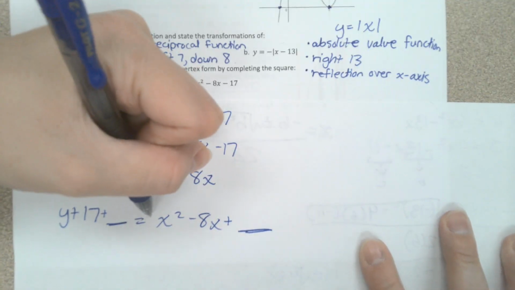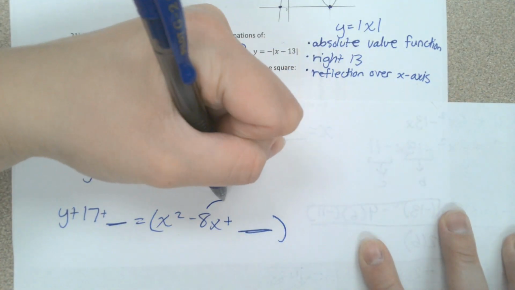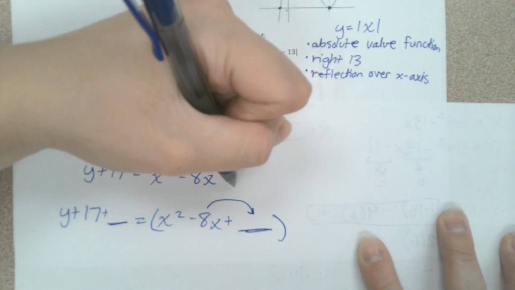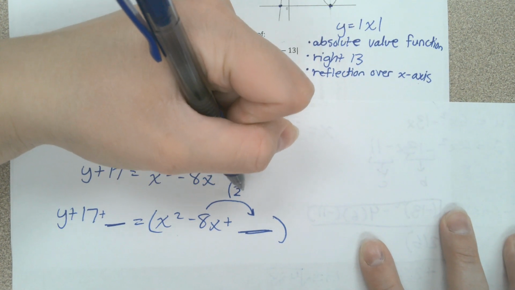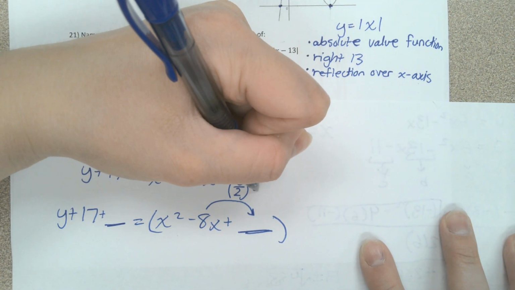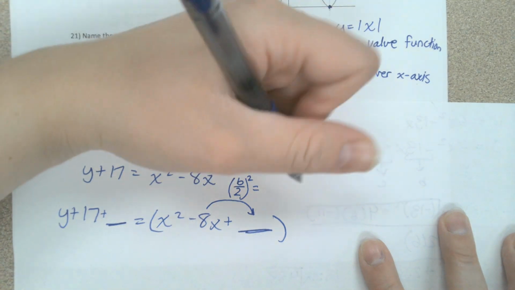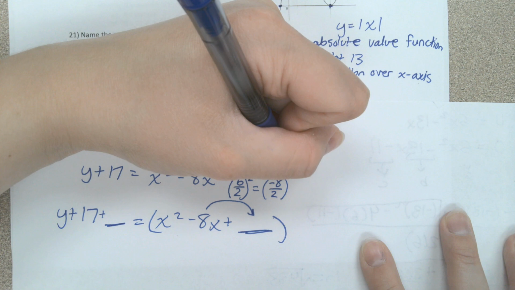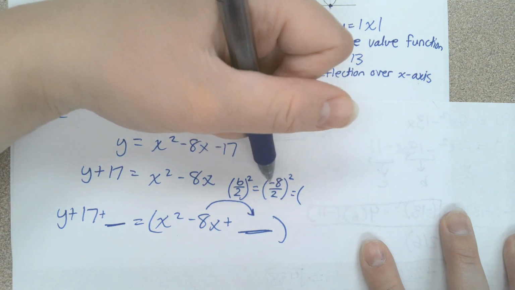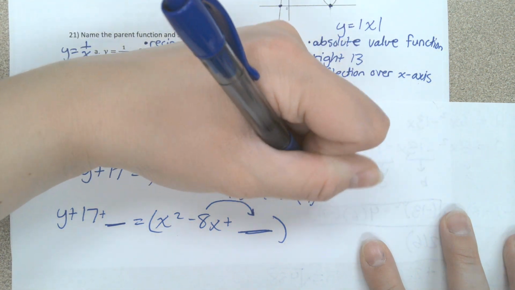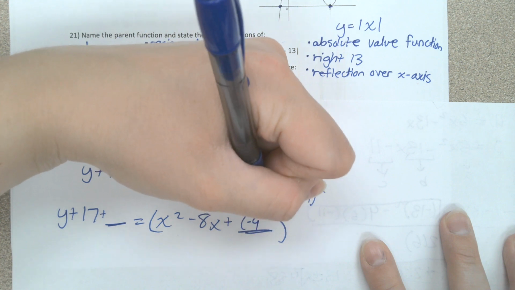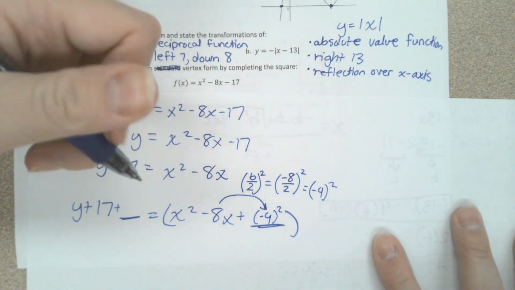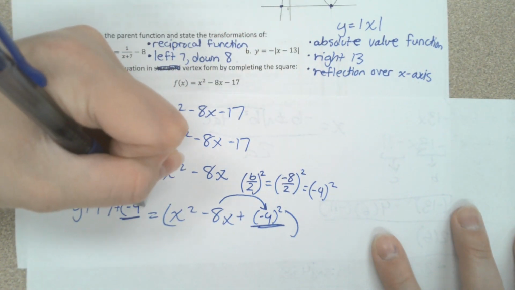So that term is b over 2. So I'm going to add it right here. B over 2 squared. B is -8. So -8 over 2 squared, which -8 over 2 is -4 squared. So that's what I'm going to write in the blank. Adding that to both sides.